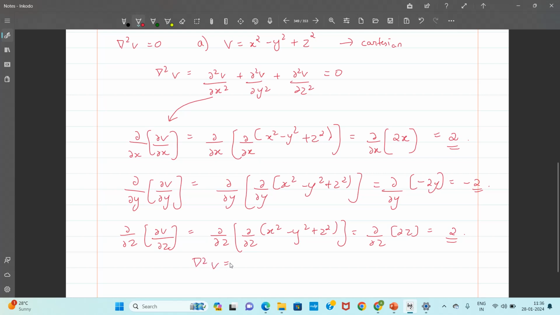Okay. So del square v will be, I got first answer as 2, second answer as minus 2, third answer as plus 2. So the final answer I'm getting is 2. As you can see, it is not equal to 0. After simplification, after adding them, your answer is 2, which is not 0, which means the Laplace equation is not satisfied.